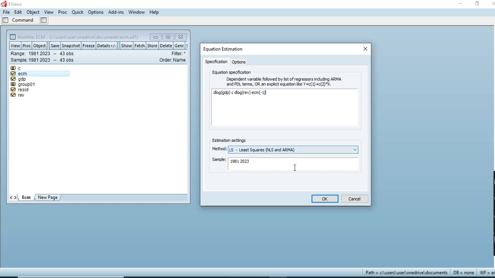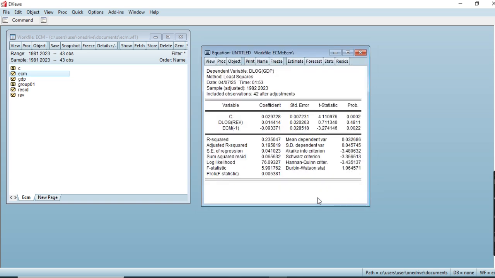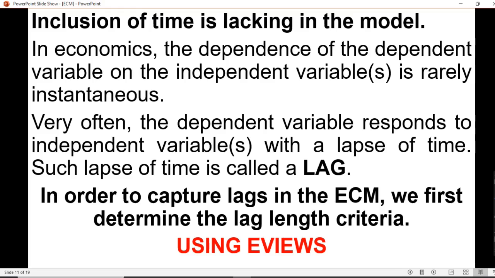Okay, it is what we've got. We discover that revenue is not significant at 5% in this model, and look at the worsening level up to 2. So what we have to do now, we discover that there is no presence of time in this model, so we have to include time. The inclusion of time is lacking in the model.